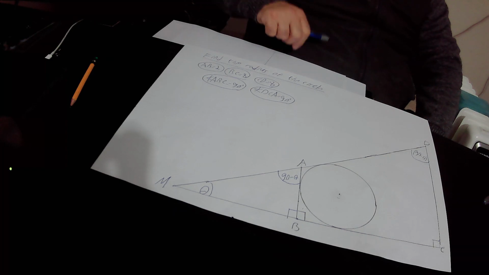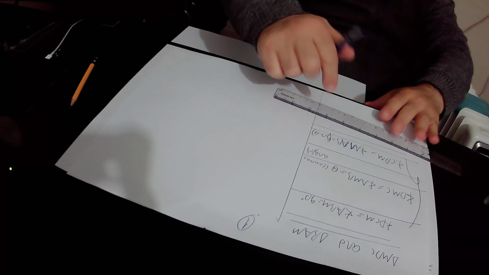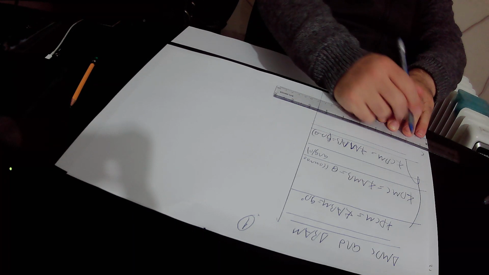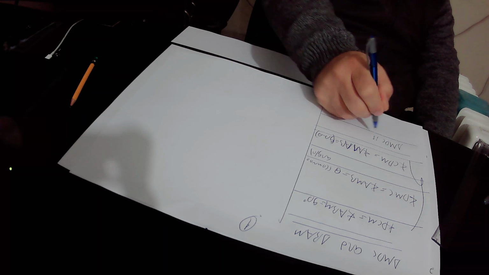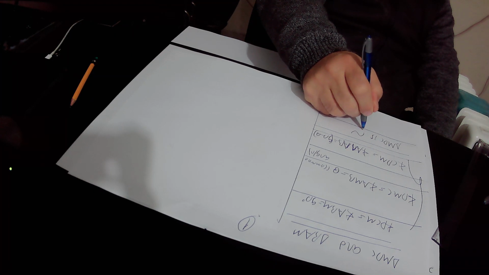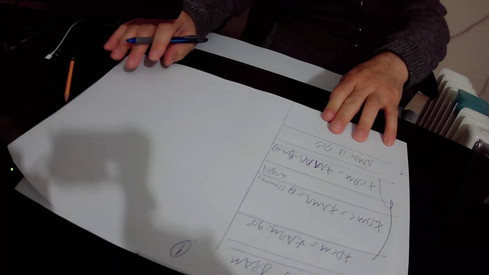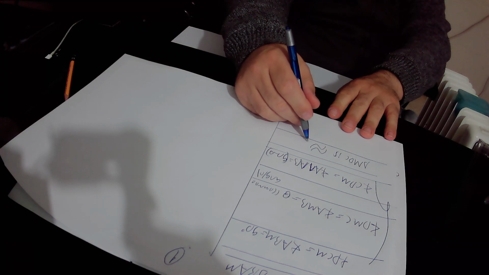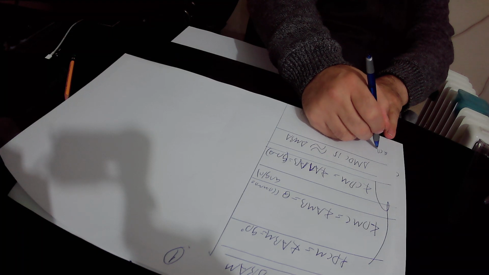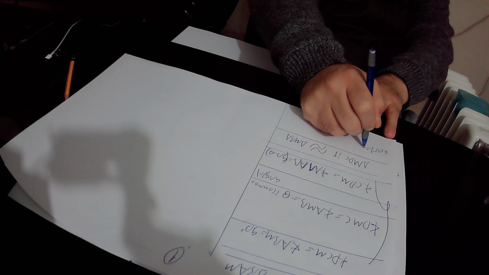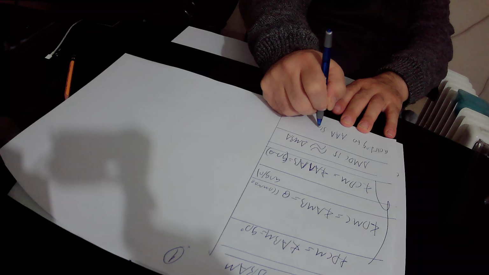So I write it down. So the big right triangle MDC is similar, this is the sign of similar, to the small right triangle MBA according to the angle similarity rule.